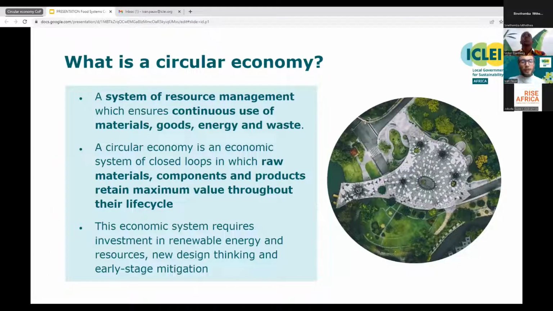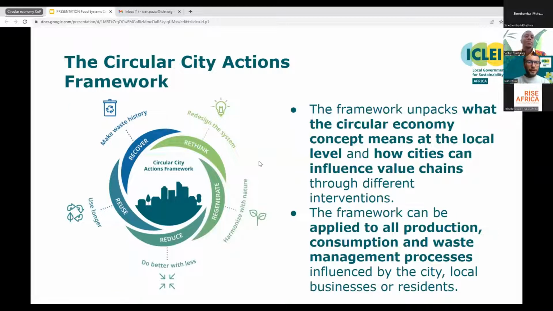The circular economy is one of the approaches that can be adopted in the food system to resolve many of the aforementioned challenges, as many of us can imagine. For this discussion, we're using a conceptualization or a framing of circular economy that I'm sure many of you are quite familiar with, which is a closed-loop system of resource management, which ensures continuous use of materials, goods, energy, and waste. And I hope through the brief introduction of food systems, one can begin to see how this definition could be adopted and integrated into food systems.